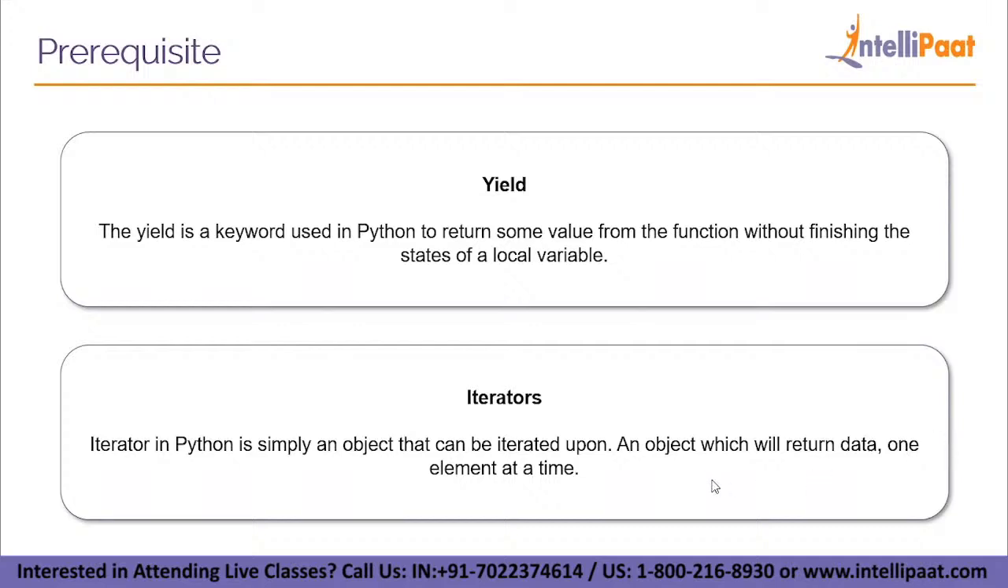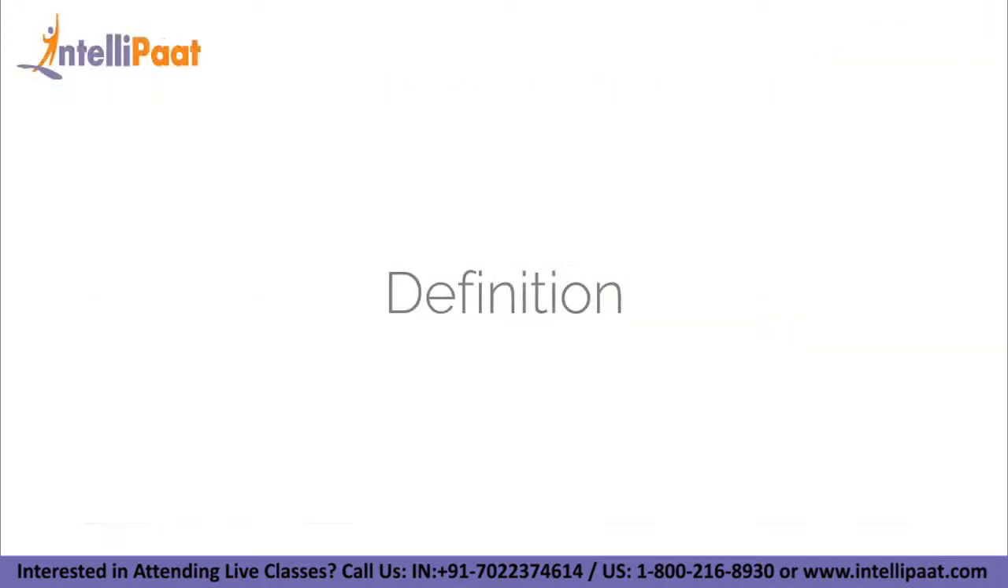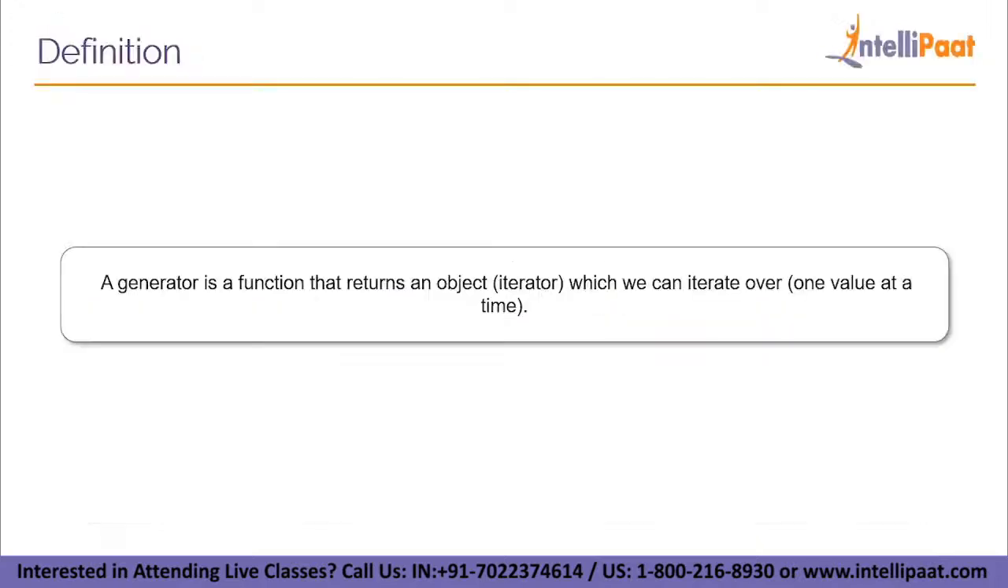To know more about iterators, click the link in the top right corner. Next, moving on to definition. A generator is a function that returns an object, an iterator object to be specific, which we can iterate over, and it gives out one value or one element at a time.